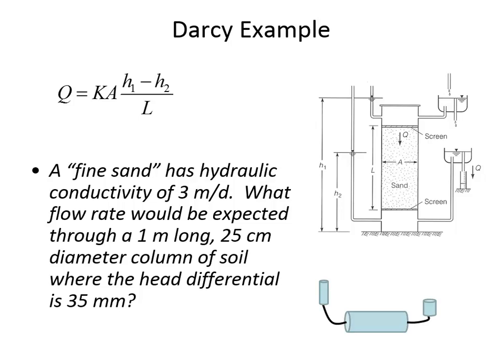So we'd expect 5.15 liters per day to pass through that column. And of course, if it was longer, if it was 2 meters long instead of 1 meter long, if we doubled the length, then from Darcy's law we can see that you would cut in half the flow rate of water through that column. Or if you doubled the cross-sectional area, then you double the flow rate that can pass through that column of soil.